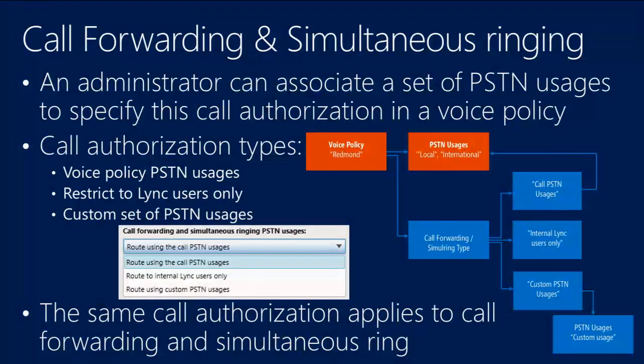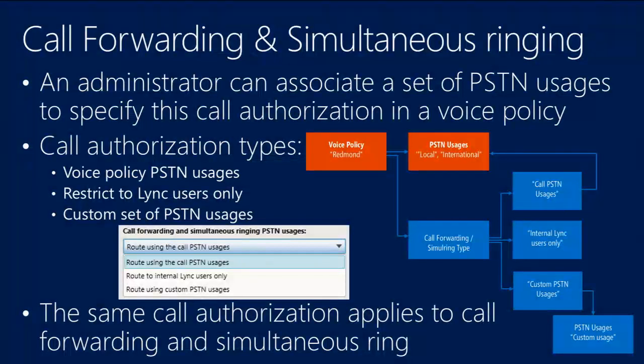In 2013, we have an option for you now, right? And that option is you have the ability of building additional usages and routes that apply specifically for call forward and SIM ring scenarios, right? So the drop-down box that you see here, route using the call PSTN usages, that's the default Lync 2010 behavior, right? If you're allowed to make an international call, you're allowed to SIM ring an international number. Maybe not such a good idea.